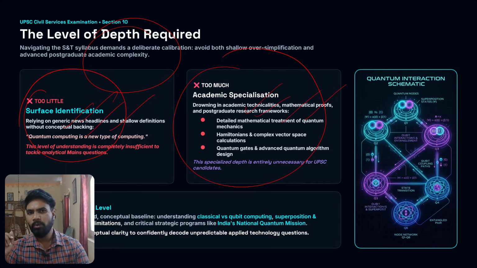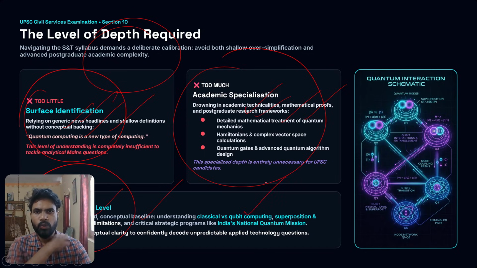So what is the appropriate UPSC level? The appropriate UPSC level is that we maintain a structured conceptual baseline, understanding classical versus qubit computing. Taking an example, the example is quantum computing. We study in quantum computing.